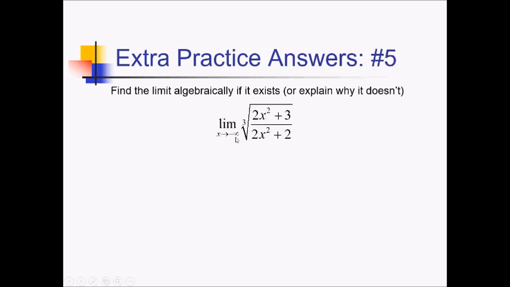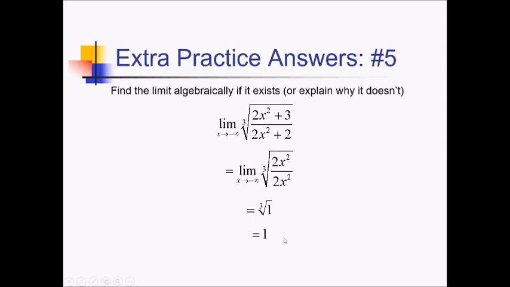To evaluate this limit to negative infinity, we start by choosing a champion inside this cube root function. So this 3 we can disregard. That's slower growing than the 2x squared. This 2 down here we can also forget about. So we can rewrite this as the limit as x approaches negative infinity of cube root of 2x squared over 2x squared, which is awfully convenient because that's really just the cube root of 1. And the cube root of 1 is just 1.